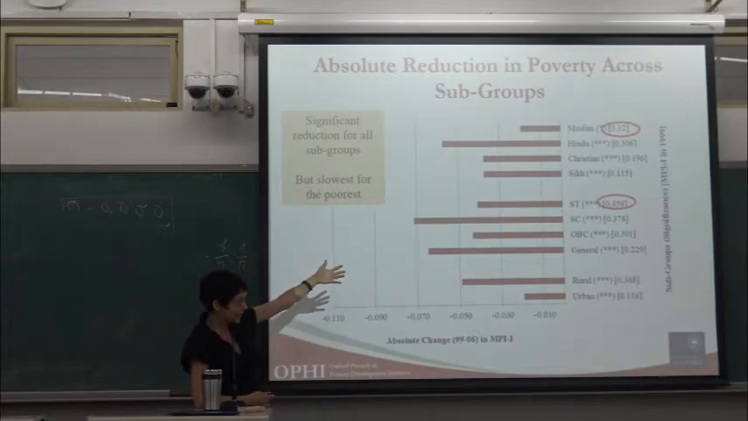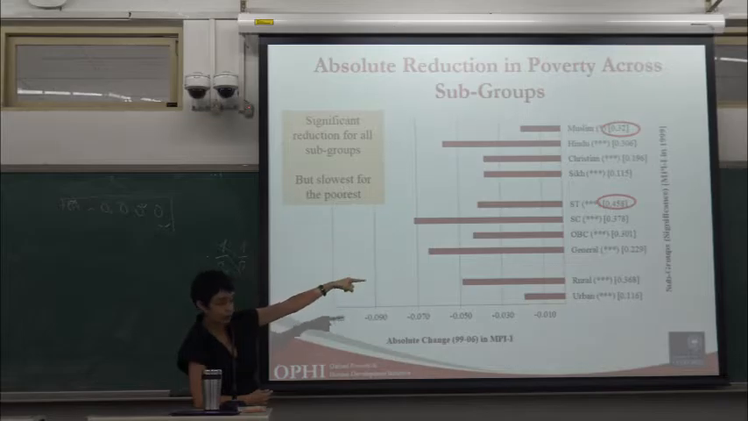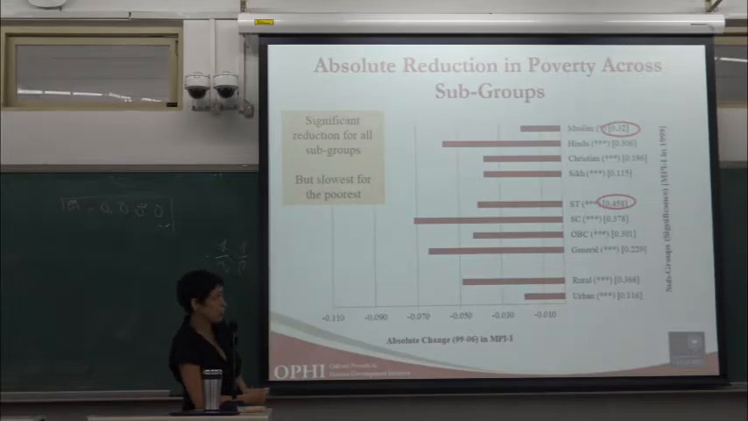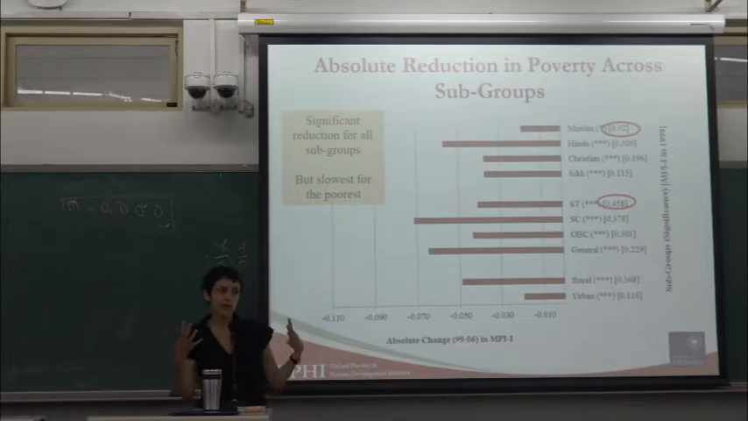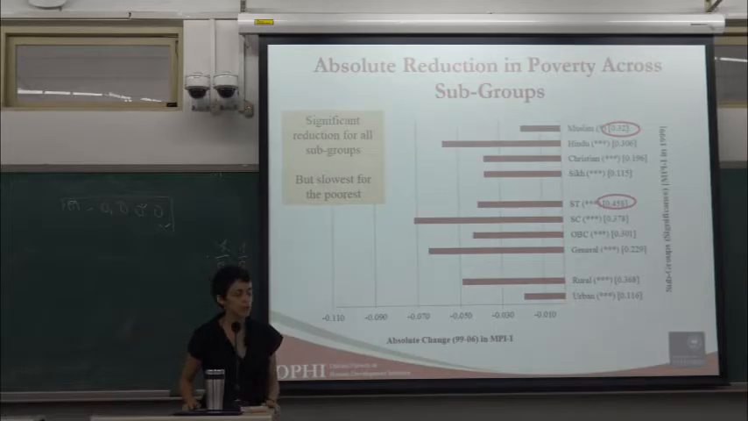But the story is the same in the castes. The scheduled tribes, who have the highest level of multidimensional poverty, were also the ones who reduced the least. So it's just this type of descriptive analysis that gives you these ideas. You can see how the different groups have actually evolved across time.